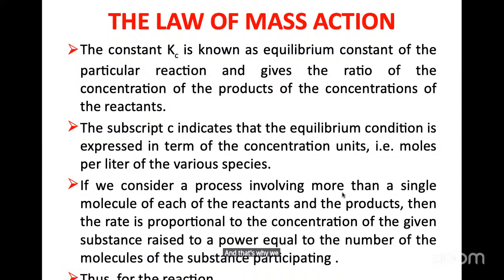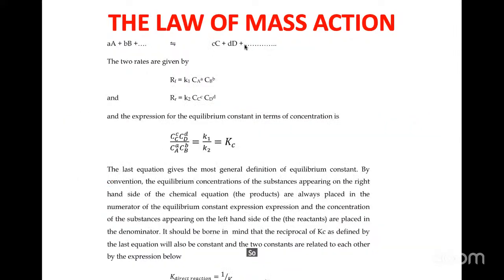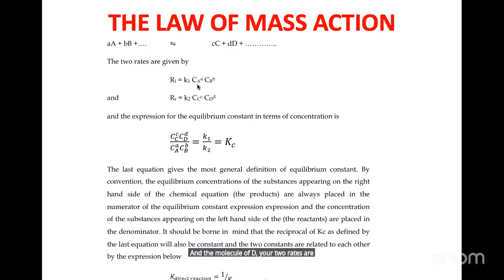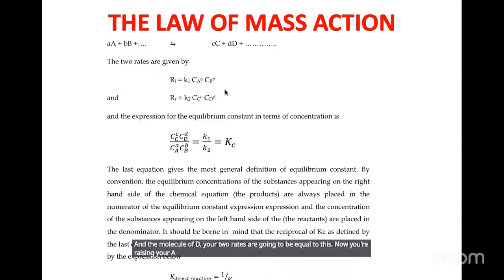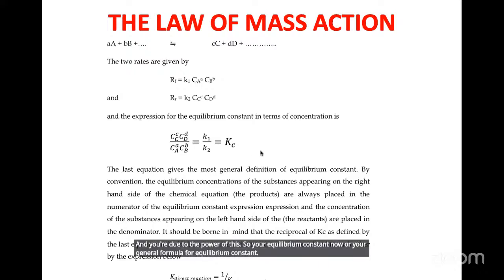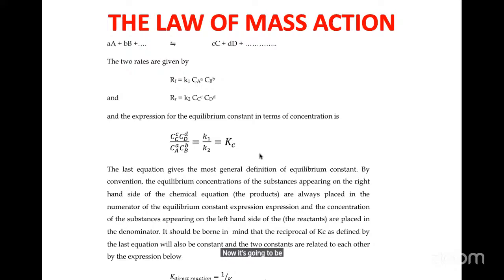That's why we're saying that if you consider a process involving more than a single molecule of each of the reactants and the products, then the rate is proportional to the concentration of the given substance raised to a power equal to the number of molecules of the substance participating. So for the reaction where you have a molecules of A and b molecules of B giving c molecules of C and d molecules of D, your two rates are going to be equal to this. You're raising your A to the power of a, your B to the power of b, while you're also raising your C to the power of c and your D to the power of d. So your general formula for the equilibrium constant is going to be this. That means the molecularity of that reaction has now been taken into consideration and added.